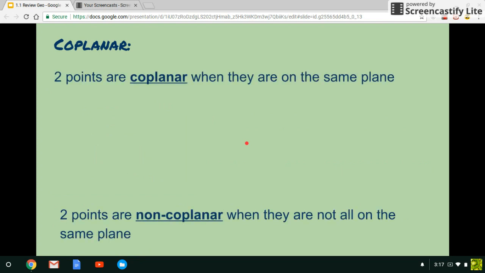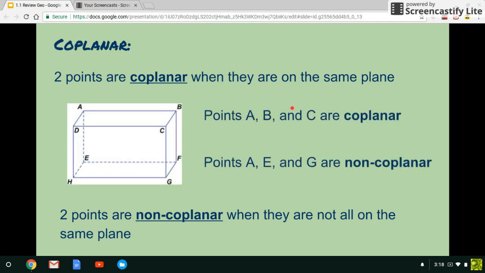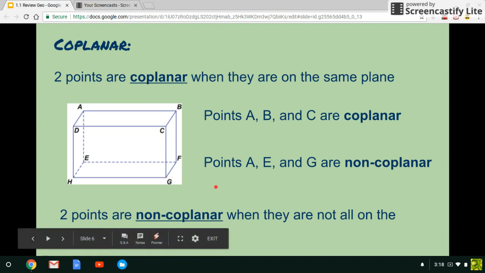So like collinear, we have coplanar as well. Points are coplanar when they are on the same plane, and points are non-coplanar when they are not on the same plane. So for example, up here we have points A, B, and C, and they are coplanar because they are all in this top face here, this top plane. But if we look at points A, E, and G, those are non-coplanar because E and G are in the bottom face. A and E are both in the side face, but A and G don't share a plane together, so they are non-coplanar.